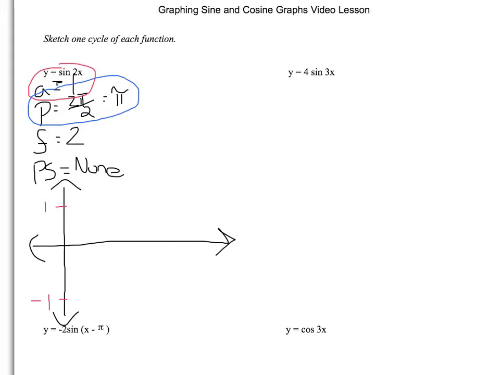What I always do though to label my x-axis is I take the period and divide by 4, because I want to split that into 4 equal sections. So my period divided by 4 is pi over 4. So I'm going up by pi over 4. So it'll be pi over 2, 3 pi over 4, and then pi.